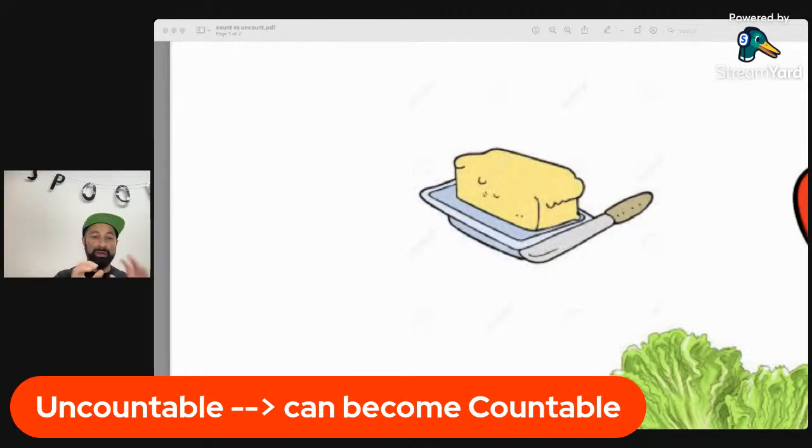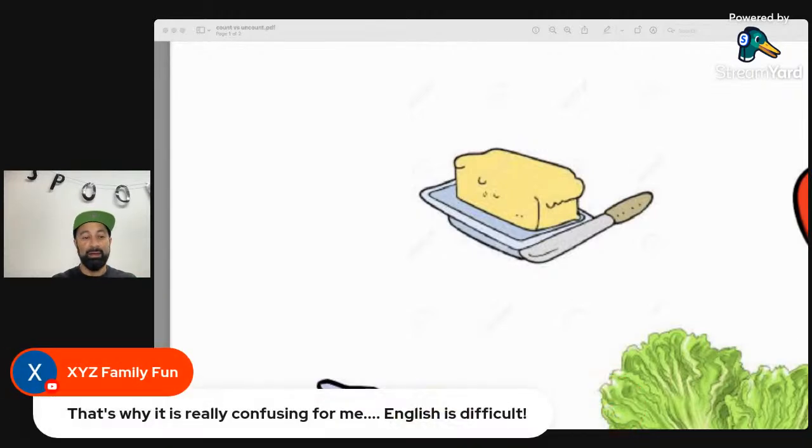So we've just got butter here. And both of you are correct. They are both uncountable. That is why it's really confusing for me. English is difficult. Yeah, so just don't think about the unit of measurement. Just think about the noun itself. So again, the trick, imagine it's in your hand. You've got butter in your hand.